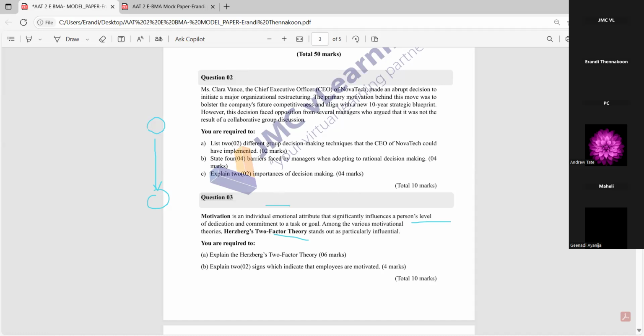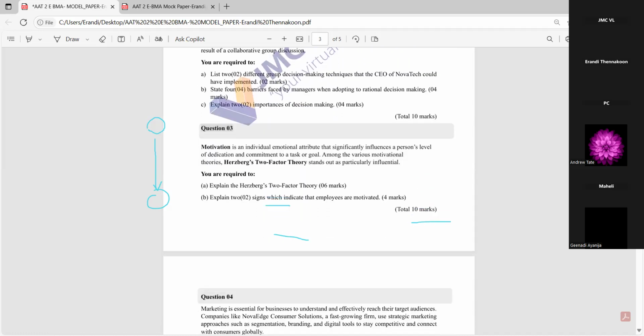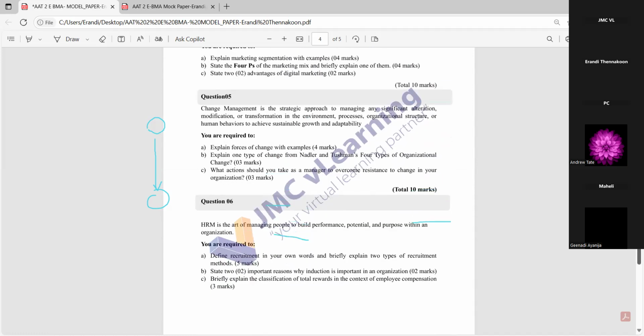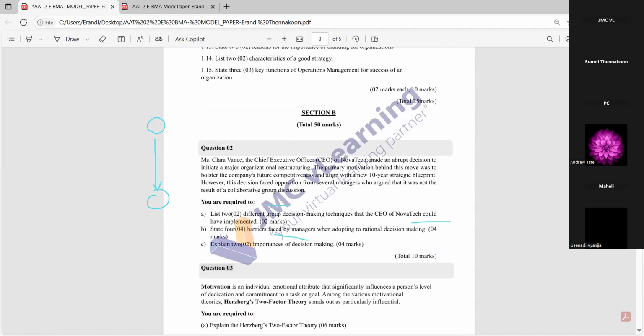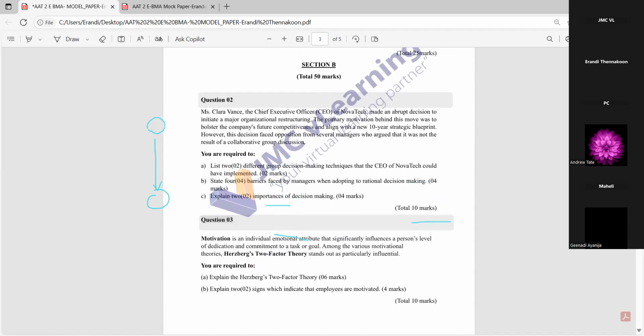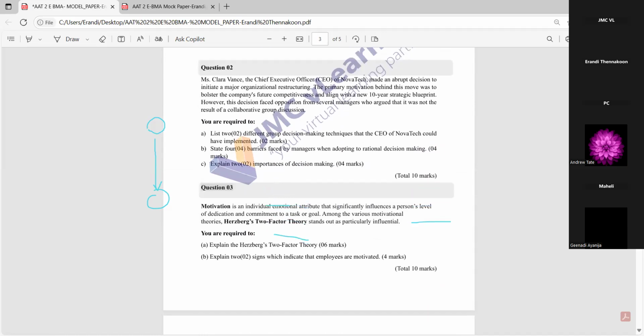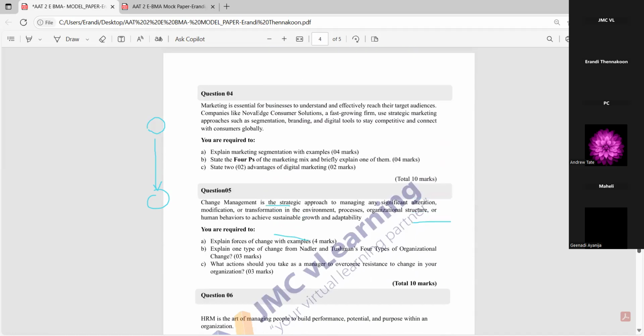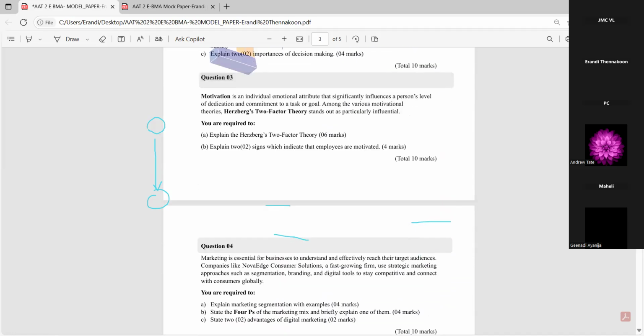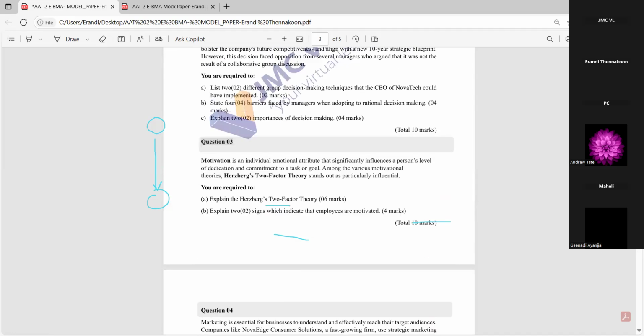You have to answer question 2, question 3, question 4, question 5, and question 6, right? In section B, within 3 hours, you have to answer at least 50 questions, right? So you have to manage your time when you are answering questions. Okay?